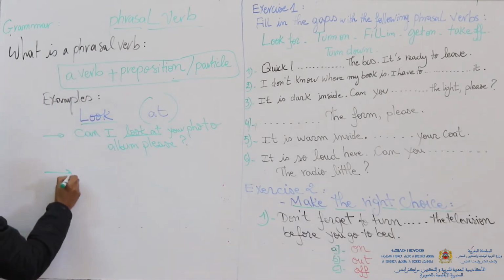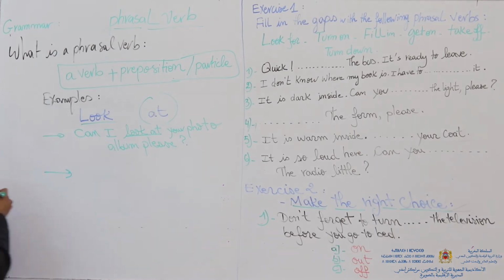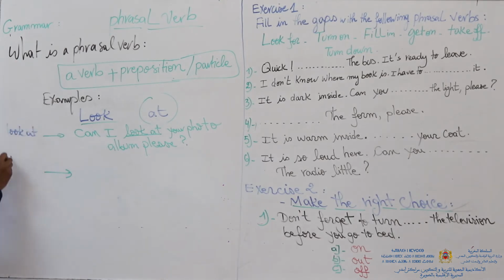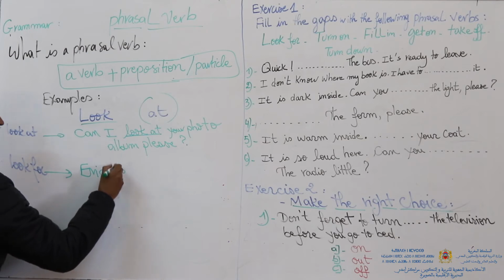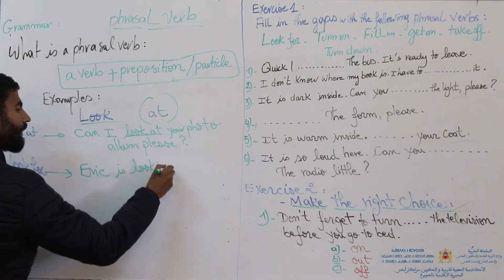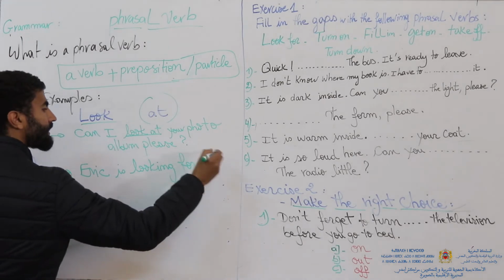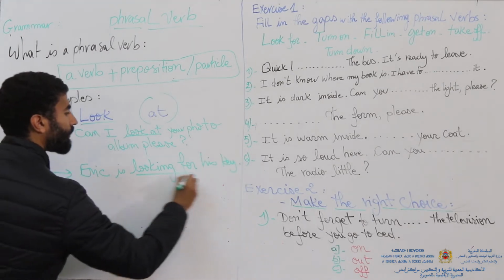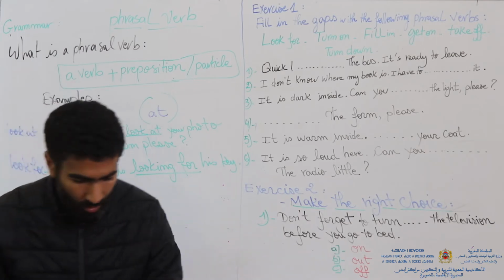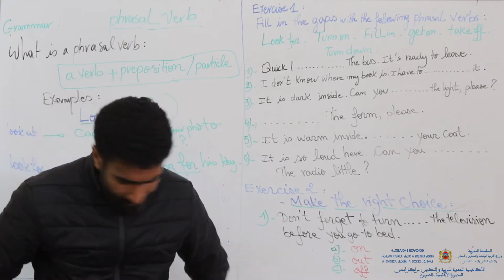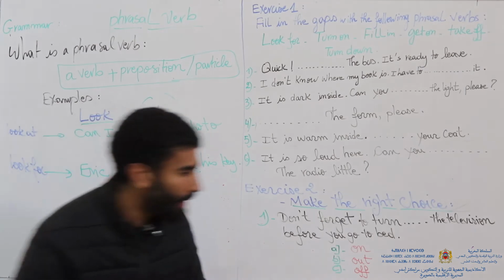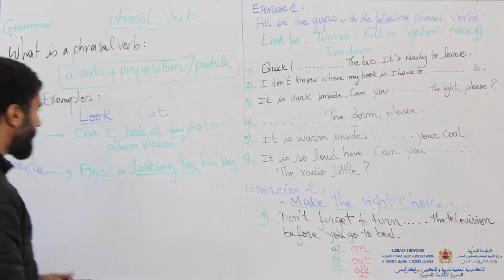Now the second one is look for. Eric is looking for his key. Look for, so is looking for. For example, oh, I can't find my key. Where are my keys? So I'm looking for my keys, to look for.